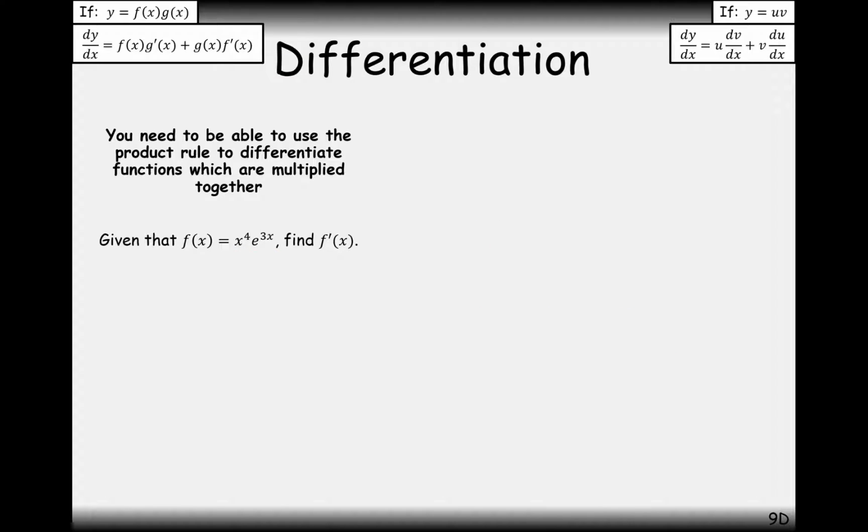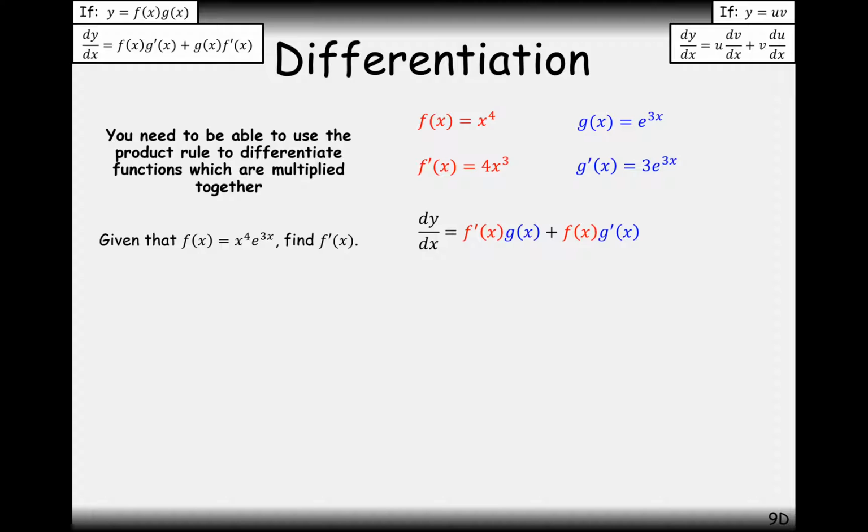Let's have a go at another example here. This time our function is x to the 4, e to the 3x. Clearly we've got two functions here that are being multiplied together. So write the two functions out and differentiate them, because we're going to need these results in our product rule. So x to the 4 differentiates to 4x cubed, and e to the 3x differentiates to 3e to the 3x.